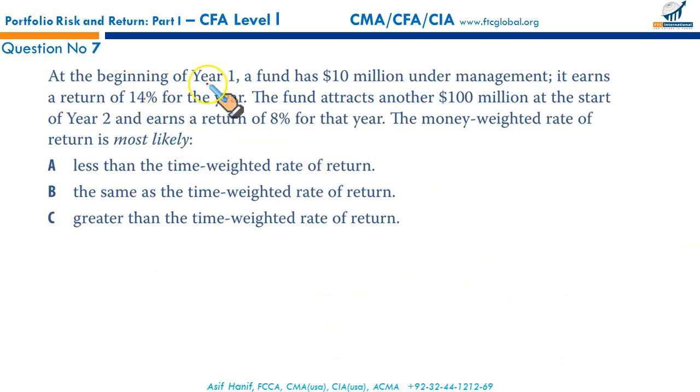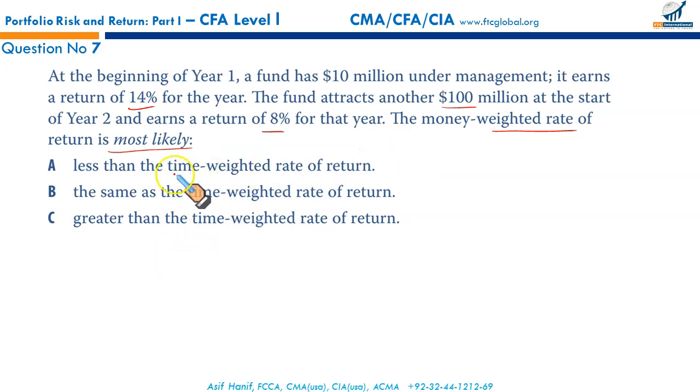Okay, at the beginning of year 1, a fund has 10 million under management. It earns a return of 14% for the year. The fund attracts another 100 million at the start of year 2 and earns 8% for that year. The money weighted rate of return is most likely less than, more than, or the same as the time weighted return.